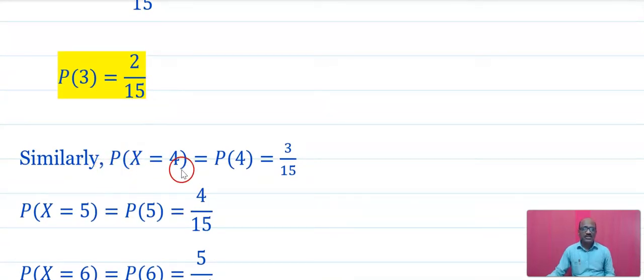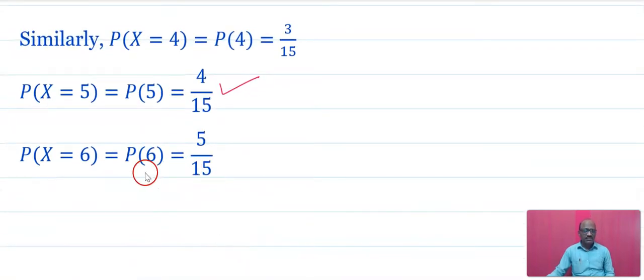Similarly, P of capital X equal to 4 is P of 4, and that is 3 upon 15. That is, there are three numbers which are less than 4. It is 3 upon 15. P of capital X equal to 5: there are 4 numbers which are less than 5. That is 4 upon 15. There are 5 numbers which are less than 6.